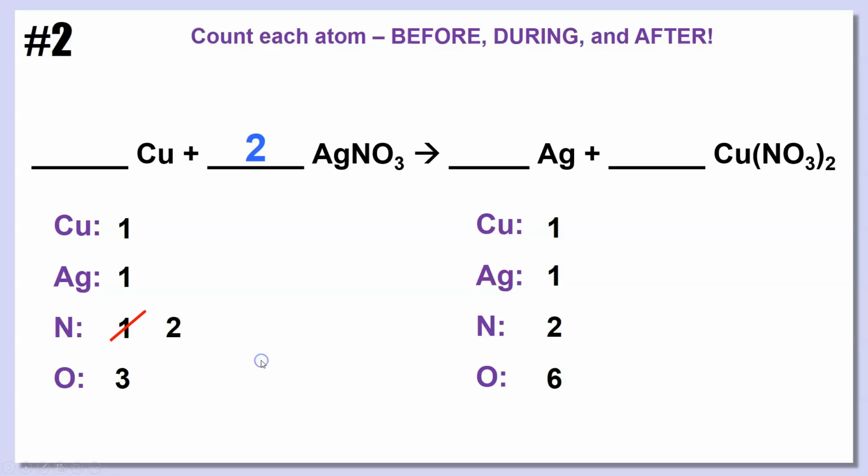We fixed our nitrogen, but look what happened. We messed up our silver, didn't we? Now we have 2 silvers. We also changed our oxygens, and without really meaning to, I fixed that as well. So I was able to fix 2 things at a time, which is kind of nice. But now I have to fix that silver. So I'm going to go back to the other side, put a 2 there, and update my count.